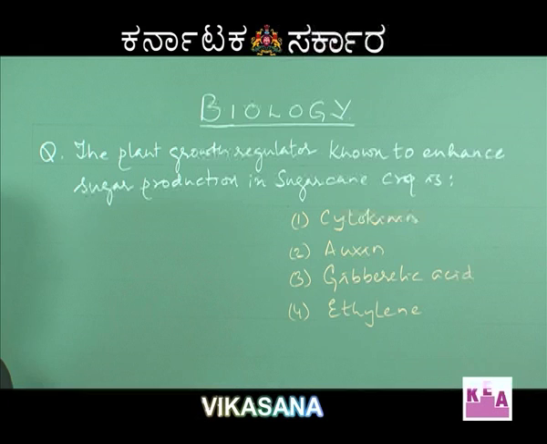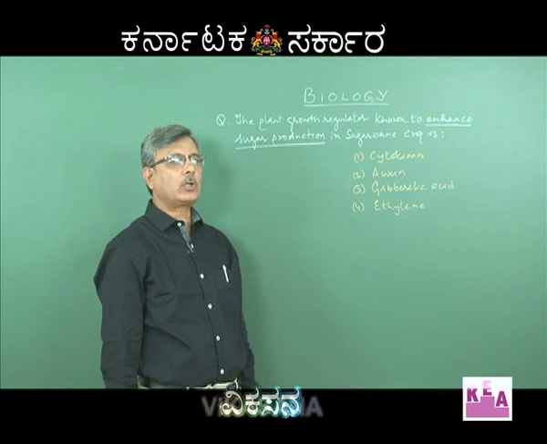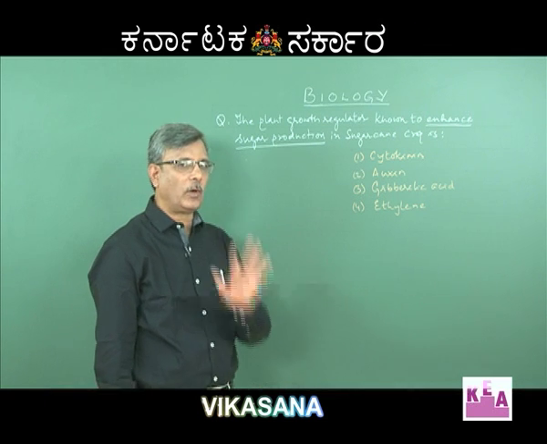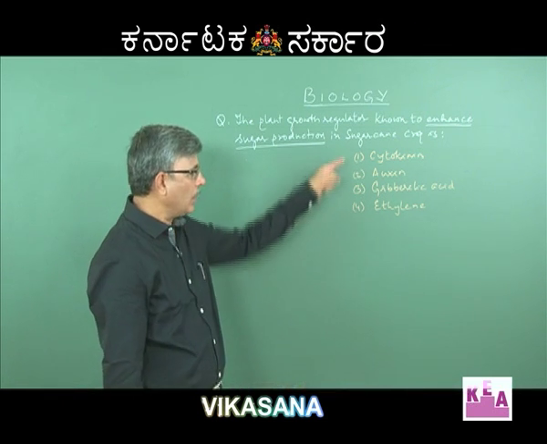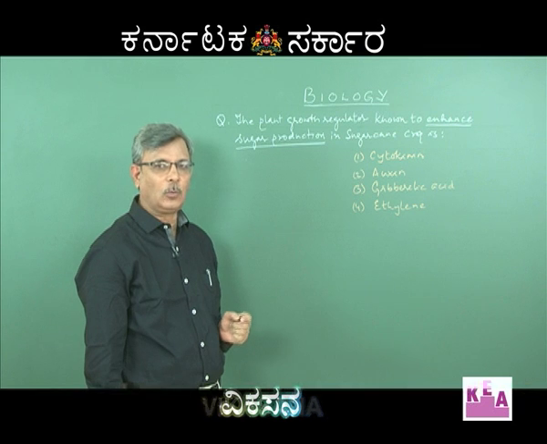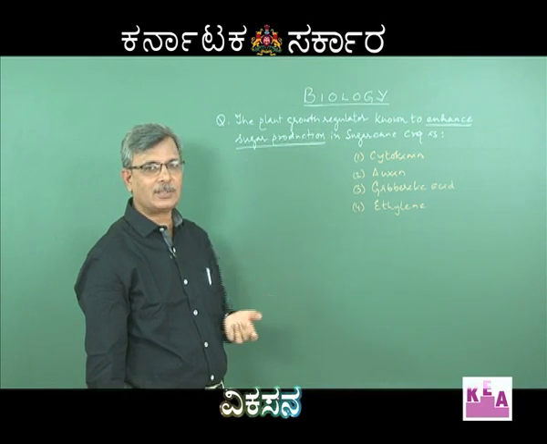The question is, the plant growth regulator known to enhance sugar production in sugarcane crop is. It is just a knowledge based question. The options are cytokinin, auxin, gibberellic acid, ethylene. I hope all of you know plant growth regulators are 5 major kinds. 4 of them are mentioned. And one what is not given here is abscisic acid.